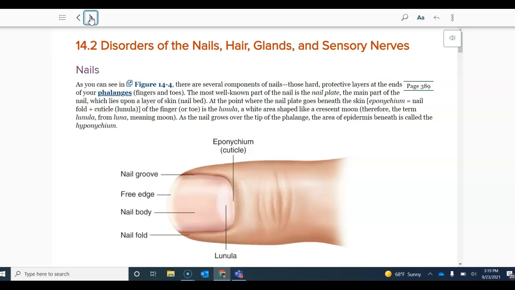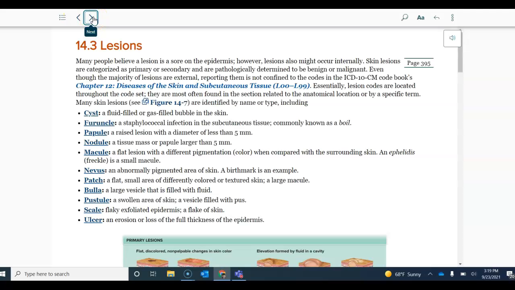And then also in chapter 3, you're going to have anything related to the nail, hair, glands, and sensory nerves, because that's included in the integumentary system. Nothing really major there. There are no guidelines on any of that. And then we talk about lesions. There are several different kinds of lesions, if you remember from your medical terminology class. Here's some vocabulary and definitions, so you remember what they are.